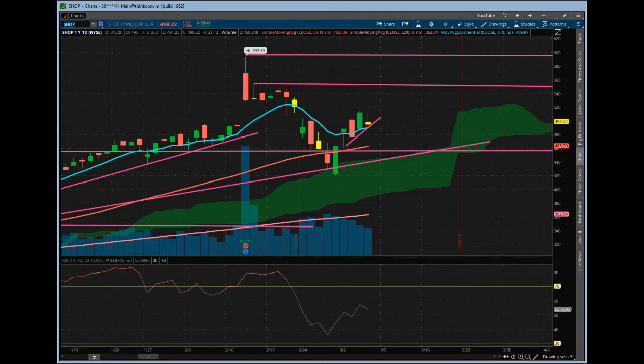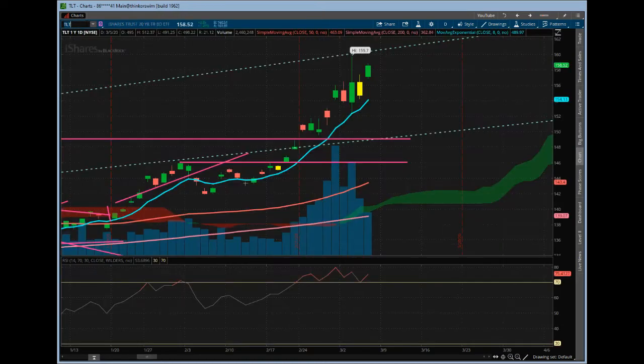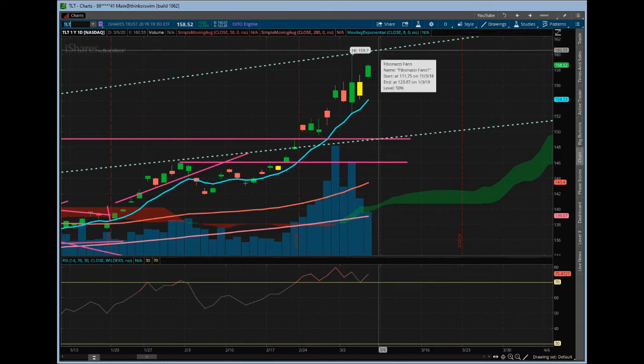Hope you're doing well. TLT. Yeah, TLT rocking it, right? Inside day right here, it's kind of started things up, right? As it broke over this key resistance level. Been holding the 80 MA all the way up. Big move the other day. Inside day up today. A little bit less volume, but continue to watch and see if it comes back up and tests that fib fan line.